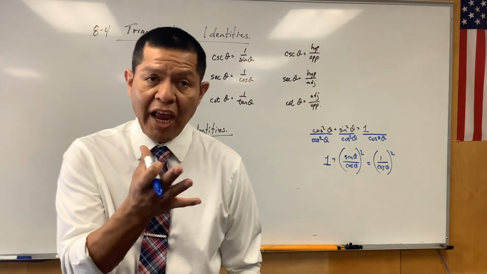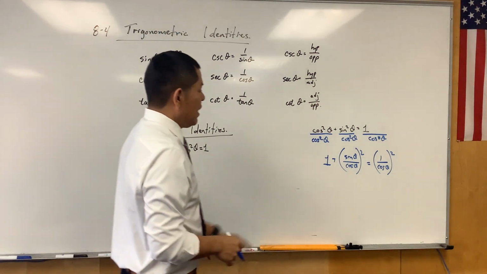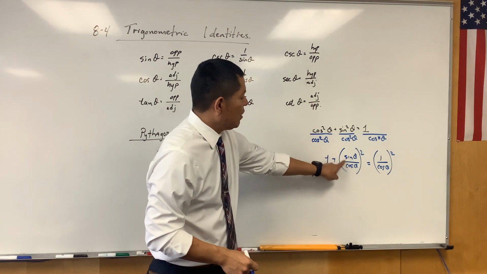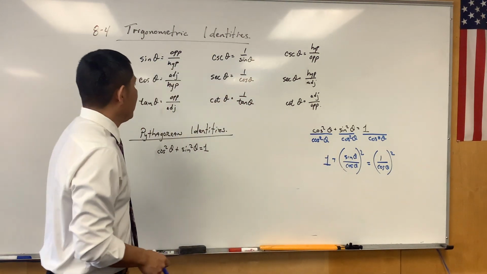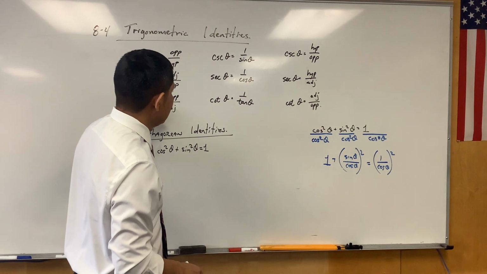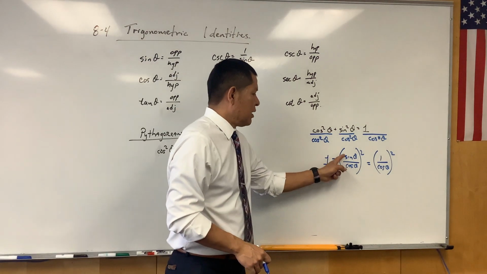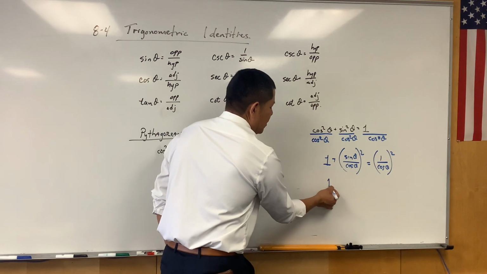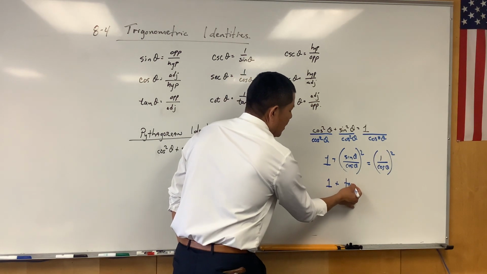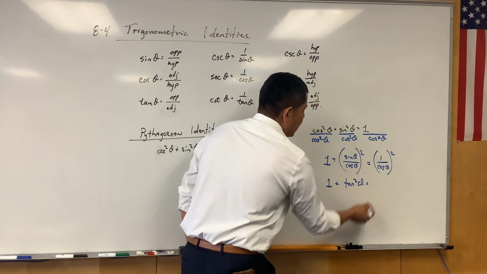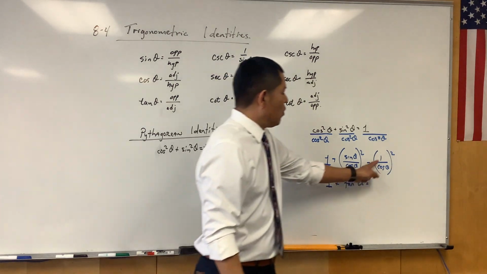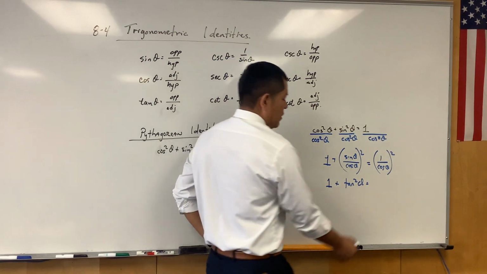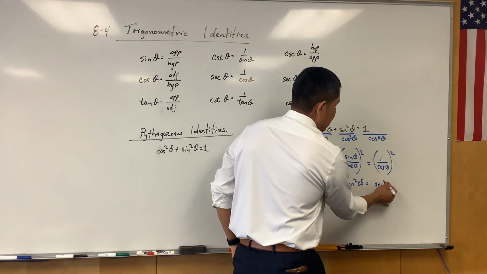So the reason I changed those is because now I have the sine of theta over the cosine of theta, right? And the tangent is actually going to be the sine over cosine. So I can switch this back to 1 plus the tangent squared of theta is equal to 1 over the cosine, which is the secant squared of theta.